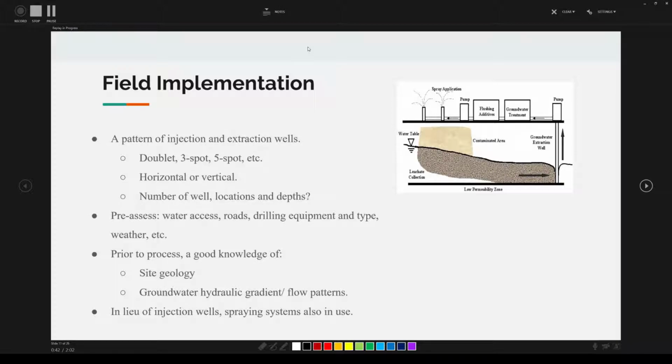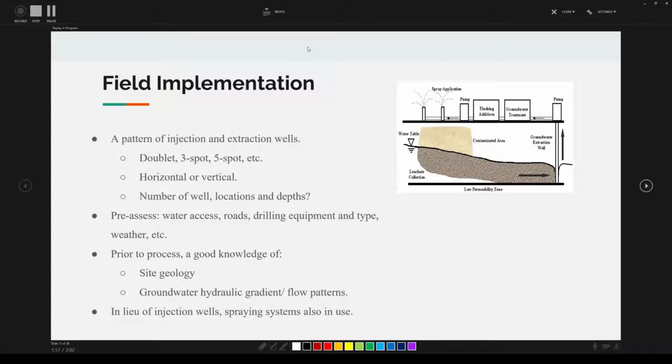Understandably, we must have a very good idea about the site geology before doing anything, and we need to know about hydraulic gradients, flow barriers, etc., so that we know the additives are going in the right direction, and the extraction wells are actually able to bring in as much contaminant towards them as possible, and that the contaminant is not being lost elsewhere, further deteriorating the problem.